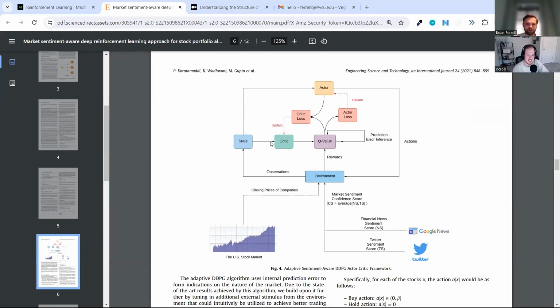So is an actor an agent? Yes, that name is synonymous. Actor loss, critic loss, actor and critic are something else. So just ignore those for right now. I don't think there's a box on here for agent. Just assume that the agent is the one performing the actions. So we can ignore critic, Q value, actor loss, and critic loss.